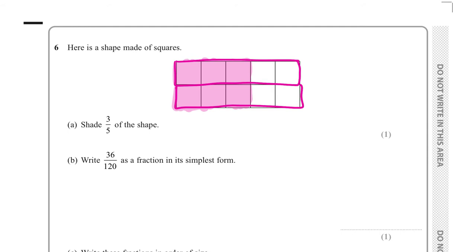Another way, how many do we have in total? 10. So 3/5 is equivalent to what over 10?